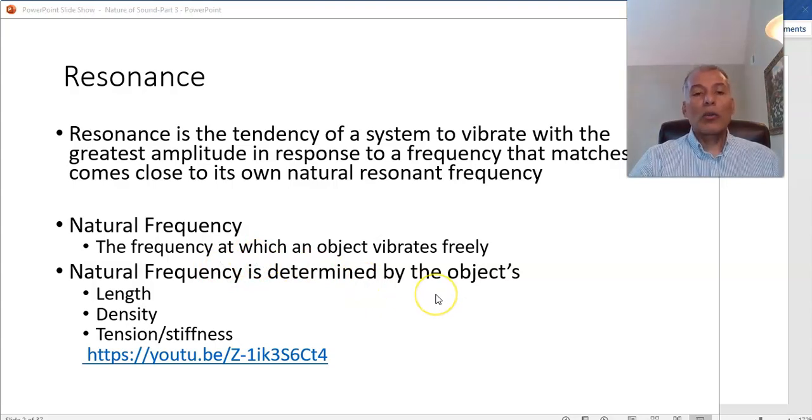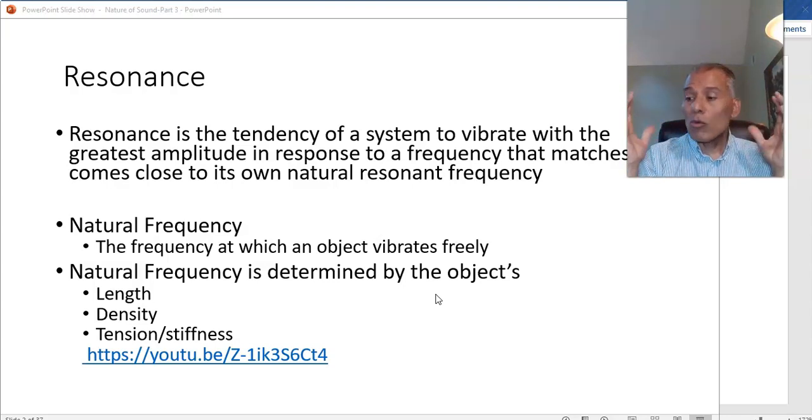So again, the natural frequency is the frequency at which an object vibrates freely. Natural frequency is determined by three things. We mentioned that before. By length, how long, and longer things vibrate more slowly, that is low frequency, and shorter things give you more. Like a small room, it's going to have a higher resonant frequency by nature. A large room is going to give you a lower resonant frequency by nature.